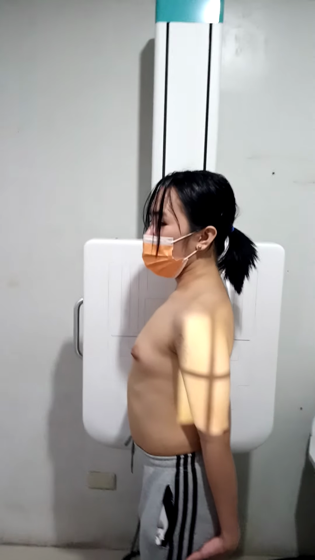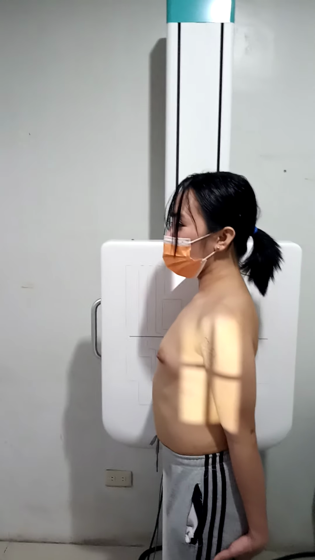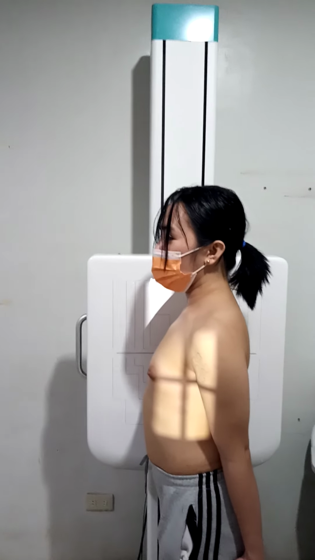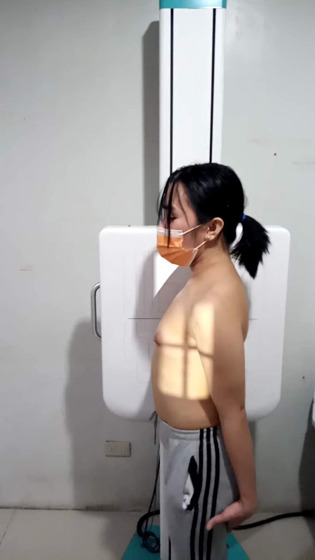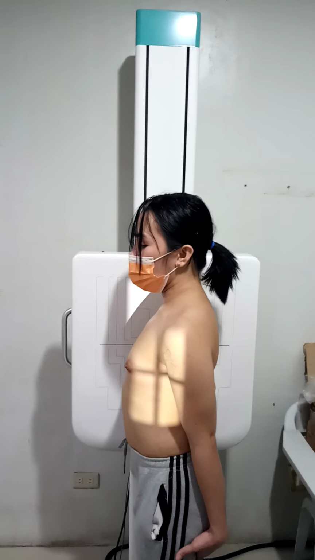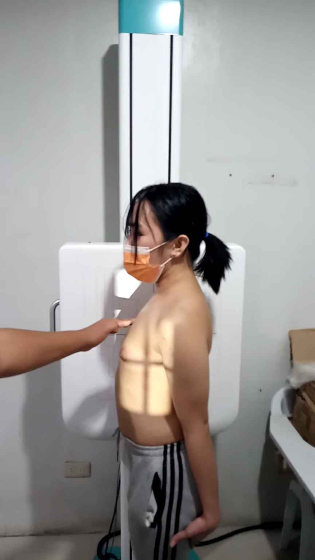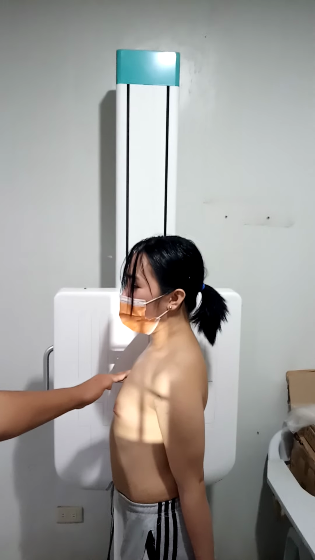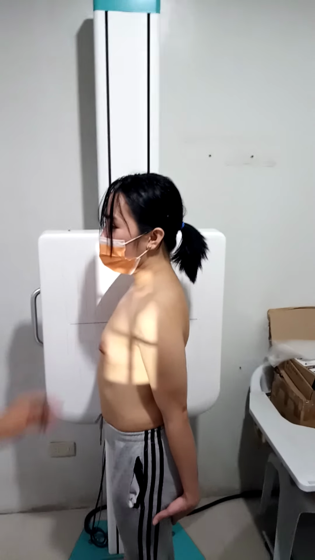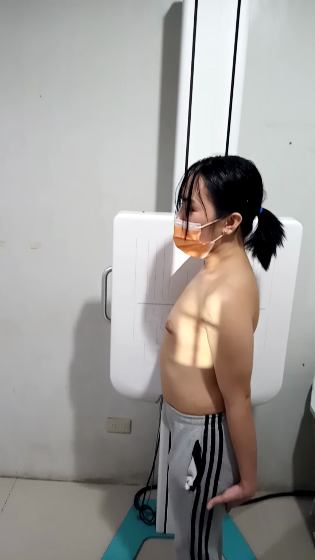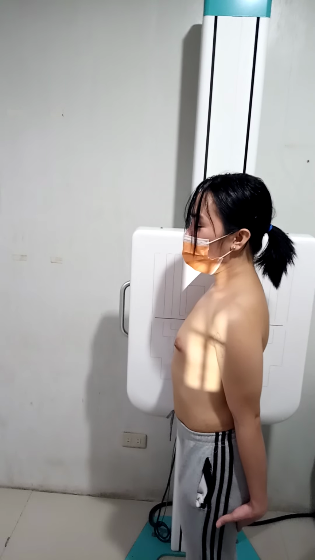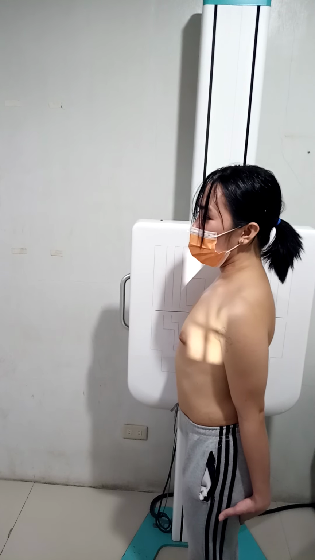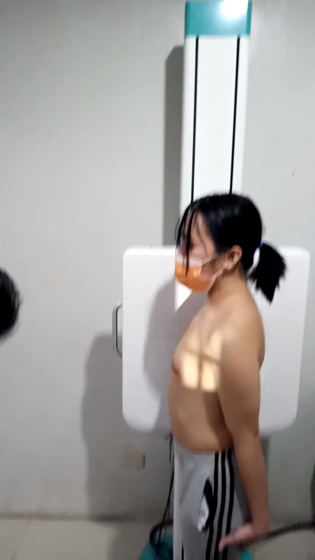So, to review, the central ray must be perpendicular to the center of the IR, entering the lateral border of the mid-sternum of the patient. So, this is the mid-sternum. Collimate it. And that's the patient positioning.